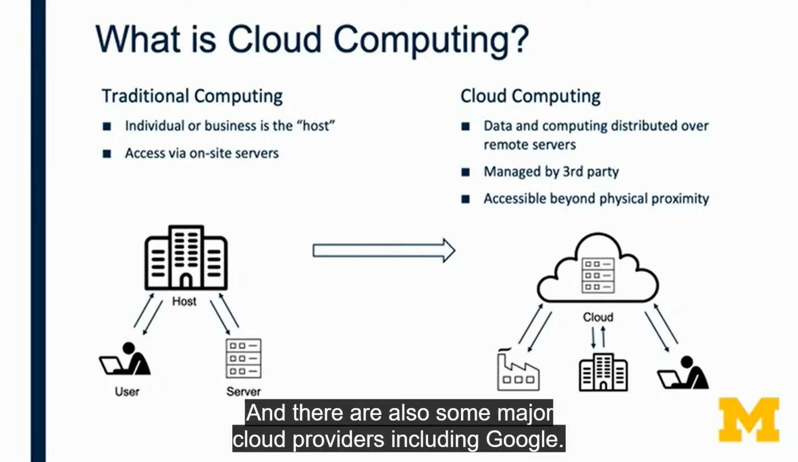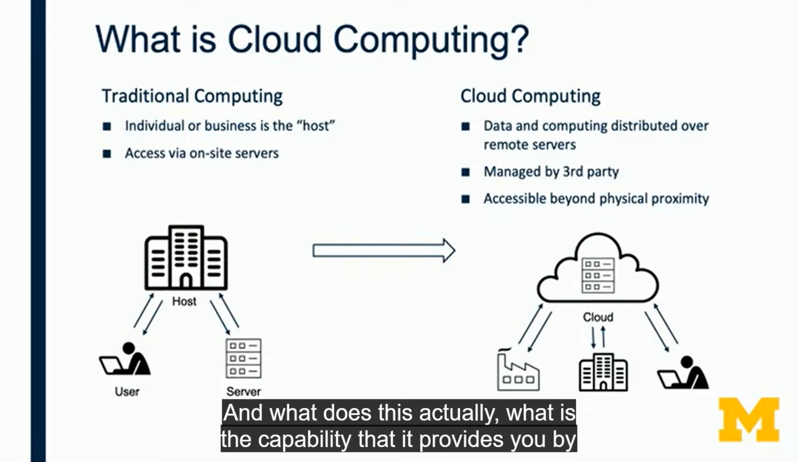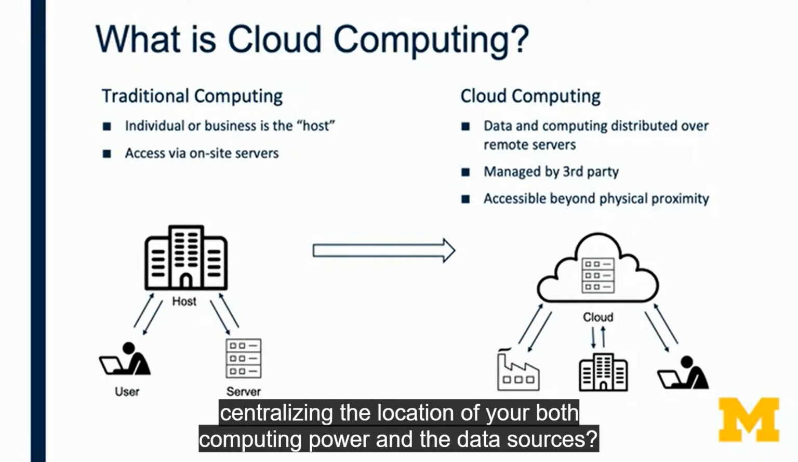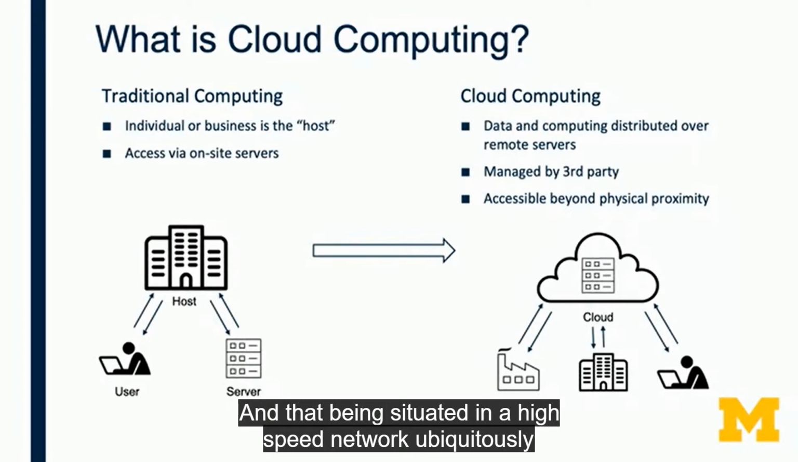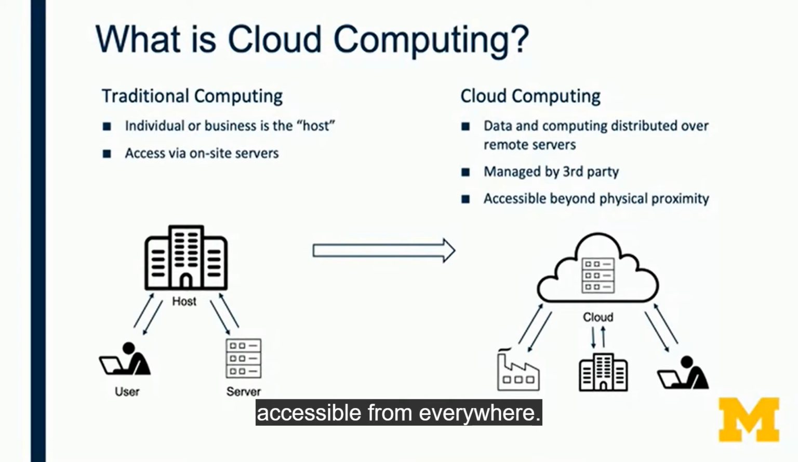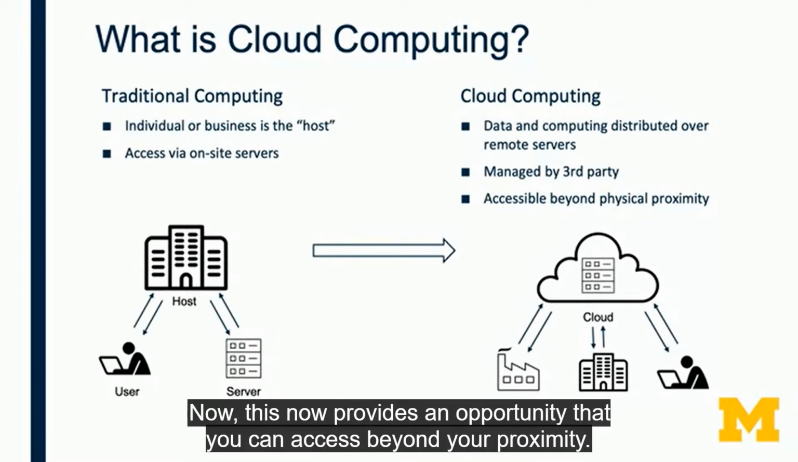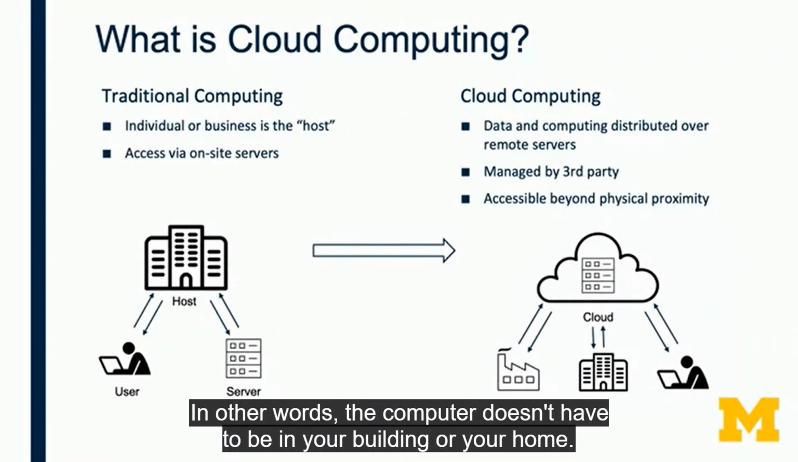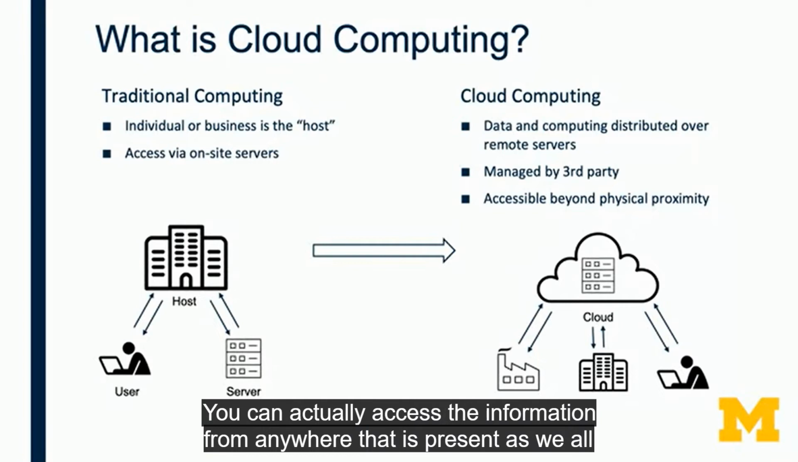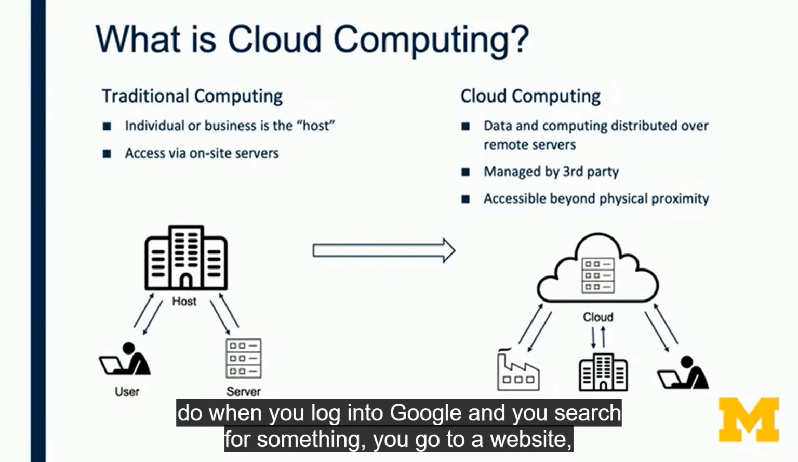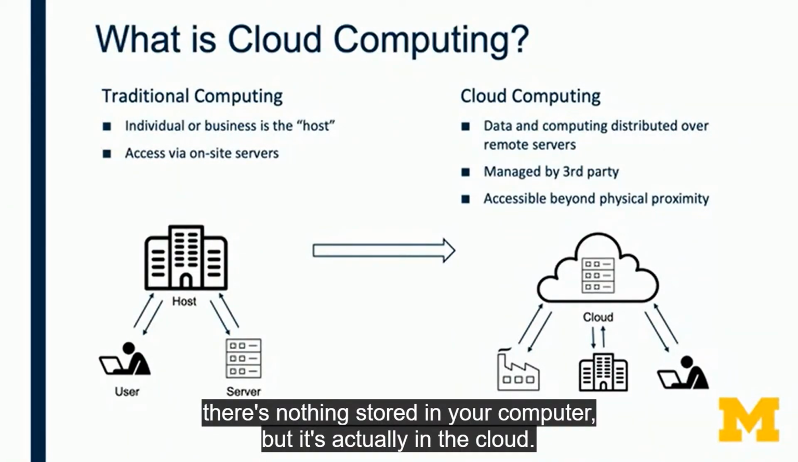And what is the capability that it provides? By centralizing the location of both your computing power and the data sources, situated in a high-speed network, ubiquitously accessible from everywhere, you can now access beyond your proximity. In other words, the computer doesn't have to be in your building or in your home. You can access the information from anywhere, as we all do when you log into Google and search for something. You go to a website. There's nothing stored in your computer, but it's all actually in the cloud.